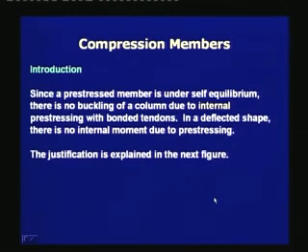Since a prestressed member is under self-equilibrium, there is no buckling of a column due to internal prestressing with bonded tendons. In a deflected shape, there is no internal moment due to prestressing. The justification is explained in the next figure.